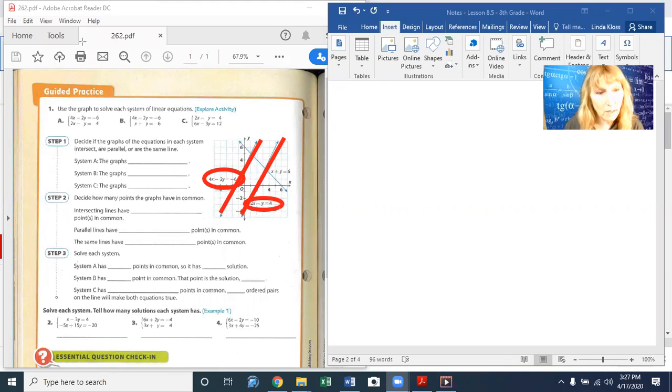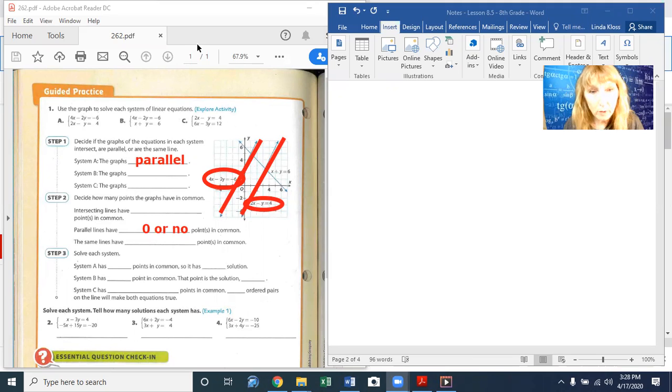Okay, what do we know? System A, the graphs, what would you say? Exactly, they are parallel. How do you know that? They'll never touch. They'll never intersect. Let's pick red. They are parallel, and they will never intersect, right? So we can go to step 2 for just a minute. Parallel lines have blank points in common. How many points do you have in common between those 2 lines? Exactly. Parallel lines have 0 or no points in common. Okay, so that's one. That would be a system that has no solution.